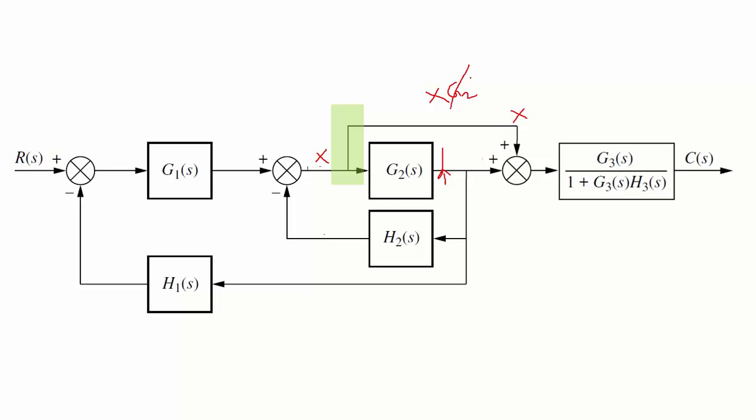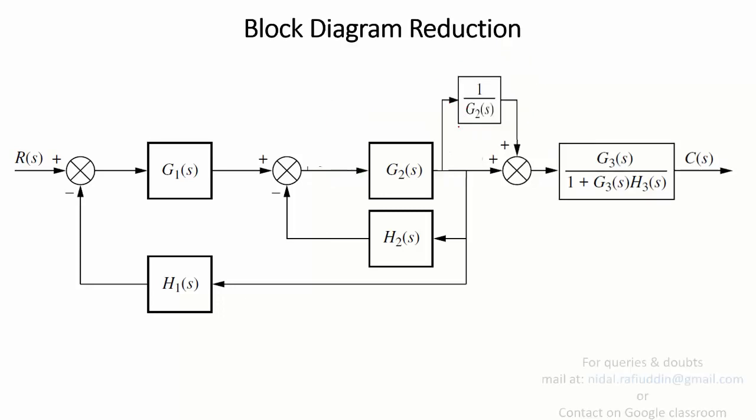In order to eliminate this G2, you will be adding a block with the gain or transfer function 1 by G2. So this is what we have done here. We have added a block with the gain reciprocal of G2, since we were getting signal here xG2. And since you are going to feed this signal xG2, which will be multiplied by 1 upon G2, this G2 will be eliminated, and your final signal that you're going to give to the comparator will become x.